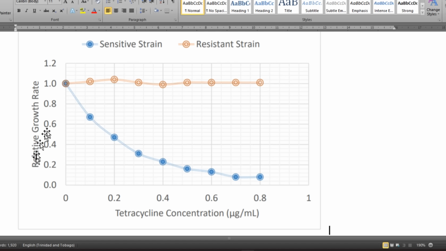And you'll see here the sensitive strain, which is blue, as the antibiotic concentration goes up, you can see this going right down. Whereas the resistant strain has little fluctuations here, but remains almost the same. So this is what your graph would look like, right? You would know when you draw it.